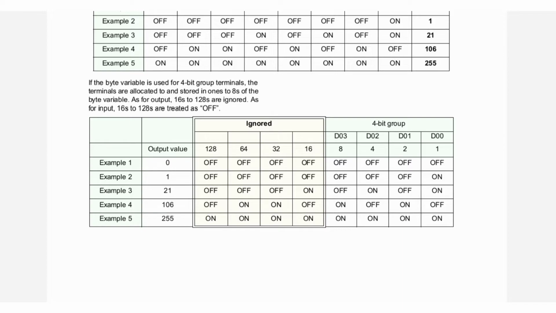Example 4: output value 106, ignored 64 and 32 are on. Here 4-bit group D03 and D01 are on. Example 5: output value 255, ignored 4-bit group are all on.